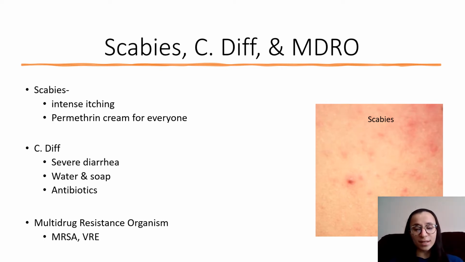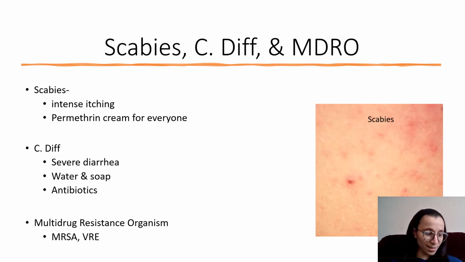So scabies, the thing you want to know about scabies is that it is transmitted through contact. So when you touch someone else, etc. It looks like it does on the right over here in the picture. And the main thing you should know is that it causes intense itching. The treatment is going to be permethrin cream for all. I say for everybody because anyone in close contact with the person, even if they don't have the itching and don't have it yet, should still be treated with the permethrin cream. That's going to be massaged all over the skin.